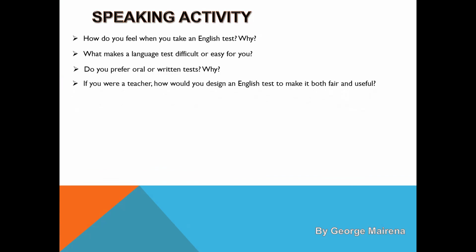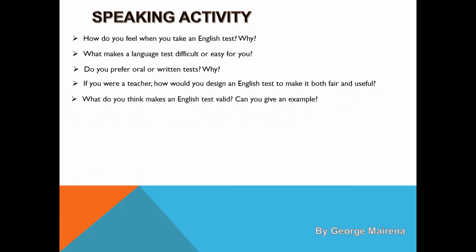Let's move on to the next question. If you were a teacher, how would you design an English test to make it both fair and useful? In my case, I'm gonna give you my opinion as an English teacher. I would include a variety of tasks like multiple choice questions for grammar and an open-ended speaking or writing task. In this way, a student can show their real abilities instead of just memorizing rules, you know? So you have to look for the types of tasks that you can use, especially for the language skill that you want to develop, okay?